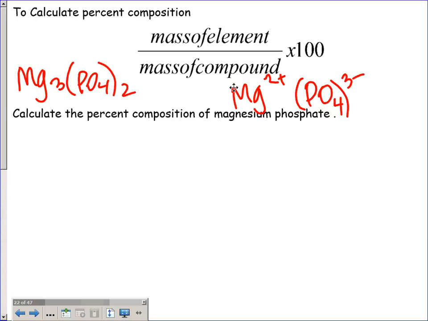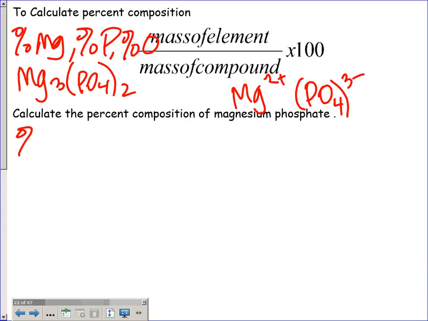If I ask for the percent composition of magnesium phosphate, that means for every single element there, we need the percent comp, or the percent that it makes up. How many different types of elements do I have? Magnesium, phosphorus, and oxygen. So I've got 3 elements. I'm going to find the percent magnesium, percent phosphorus, and percent oxygen. That's my question. Okay, let's go ahead and start with the percent magnesium.